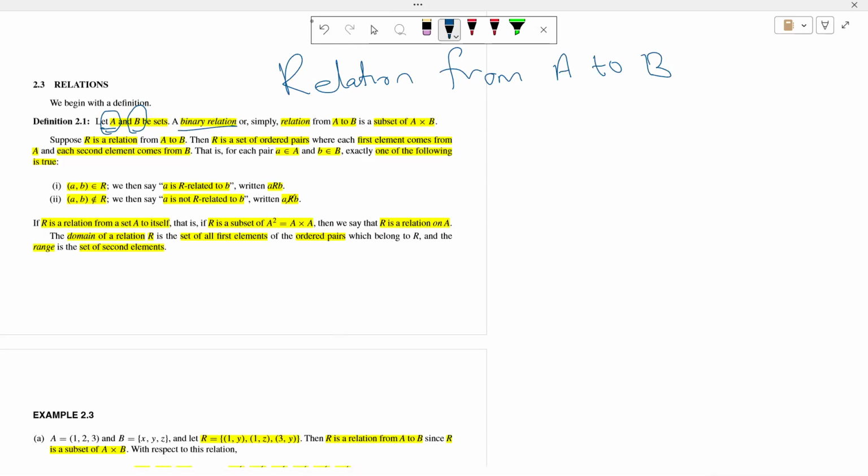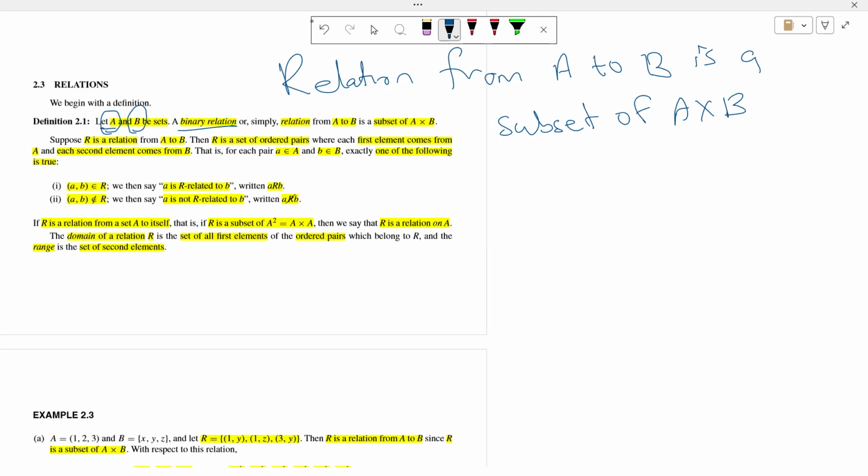Binary relation means we consider the relation between two objects. Binary numbers are numbers based on two; the base is two. So we can call it a binary relation or simply a relation, both are the same. You have two sets A and B. The relation from A to B is a subset of A cross B.